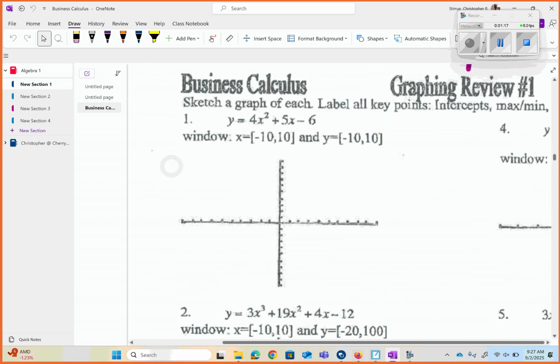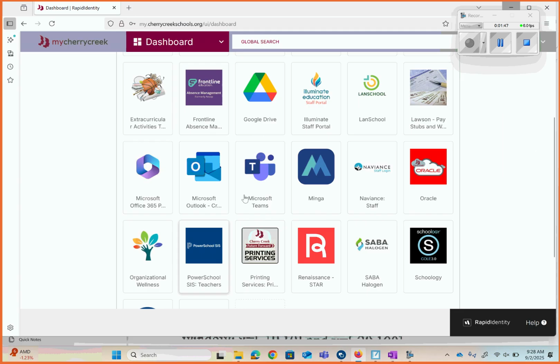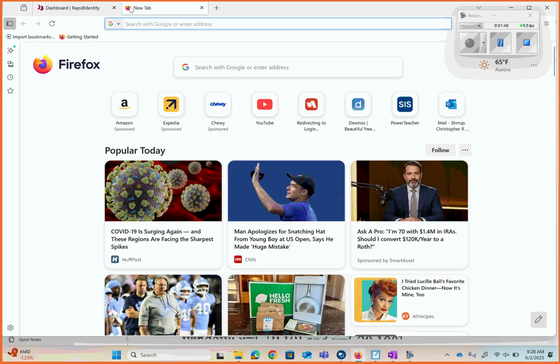All right, so this first problem, if you were graphing on the TI graphing calculator, they say to have this as your window. We don't have to worry about that on Desmos because it's going to take care of it for us right away. Okay? So I'm going to jump onto Desmos. It says sketch a graph of each, label all key points, intercepts, max, min, asymptotes, etc. Okay. So let's pull up our favorite buddy and pal Desmos.